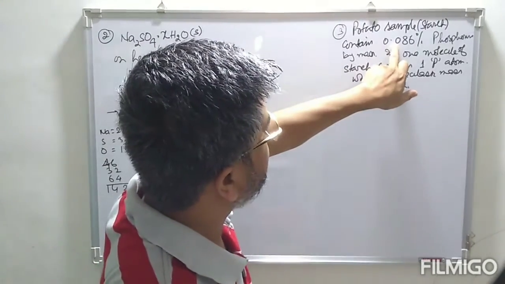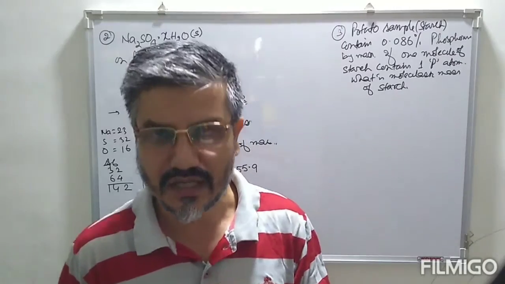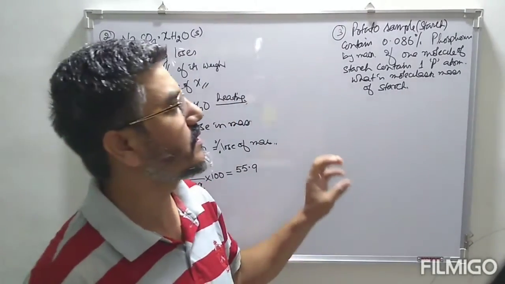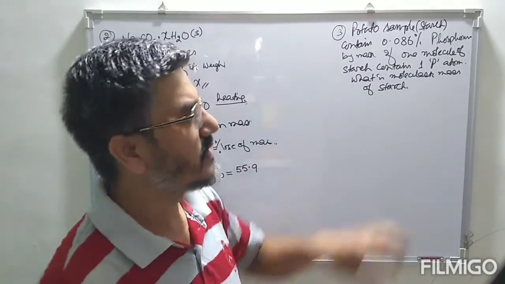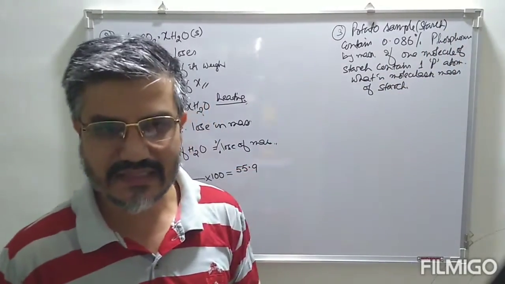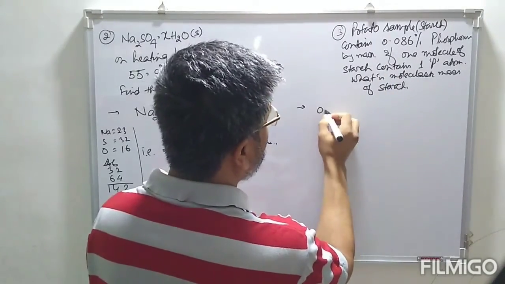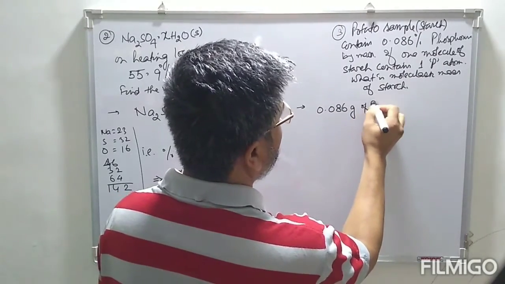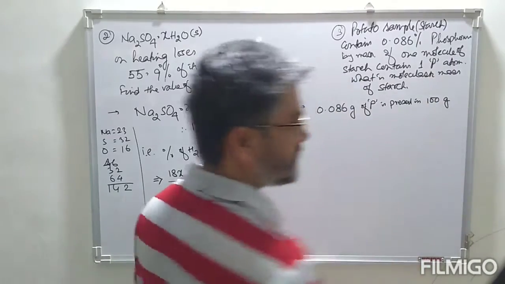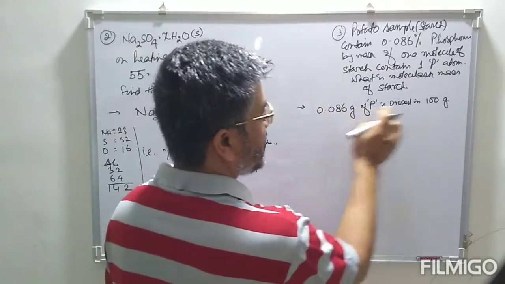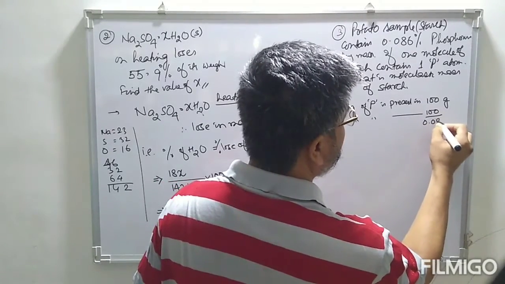Now look at this percentage. Percentage means the total mass of the sample is considered to be 100 gram. So out of this 100 gram of sample, what is the mass of phosphorus? 0.086 gram is for phosphorus. That means 0.086 gram of phosphorus is present in 100 gram of starch. So if 0.086 gram is present in 100 grams, then 1 gram of phosphorus will be present in 100 by 0.086.